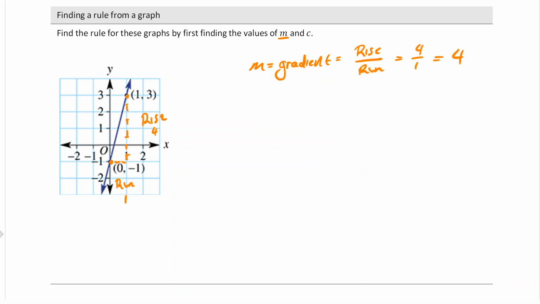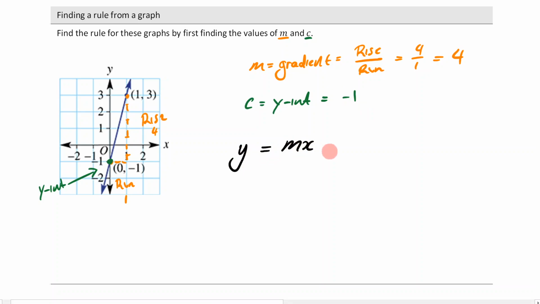Then I need to find what my c value is. My c value is my y-intercept. This isn't tricky. I just need to look where my y-intercept is. There it is. My y-intercept is -1. So now, what I can do is I can say y is equal to mx plus c. My m value is 4, so that goes there. My c value is -1. Now, it's important, you have to write it like that, -1. So that is how you do it. That is your answer to the first one.